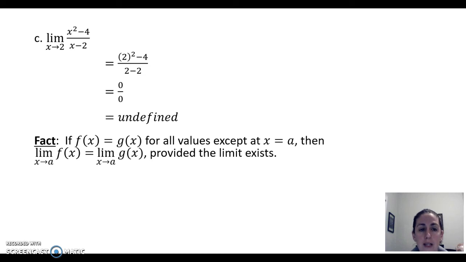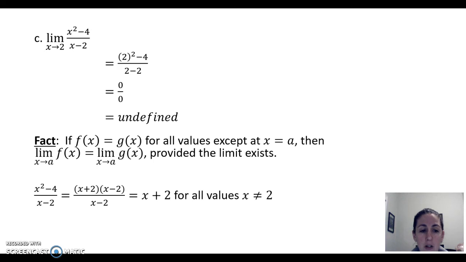So let's look at that x squared minus 4 over x minus 2. We can actually factor the numerator into x plus 2 times x minus 2. Now notice you have x minus 2 over x minus 2. Those will cancel, and we get x plus 2. So it turns out that x squared minus 4 over x minus 2 is equal to x plus 2 for all values except for x equals 2, because again, here you can't plug in x equals 2.